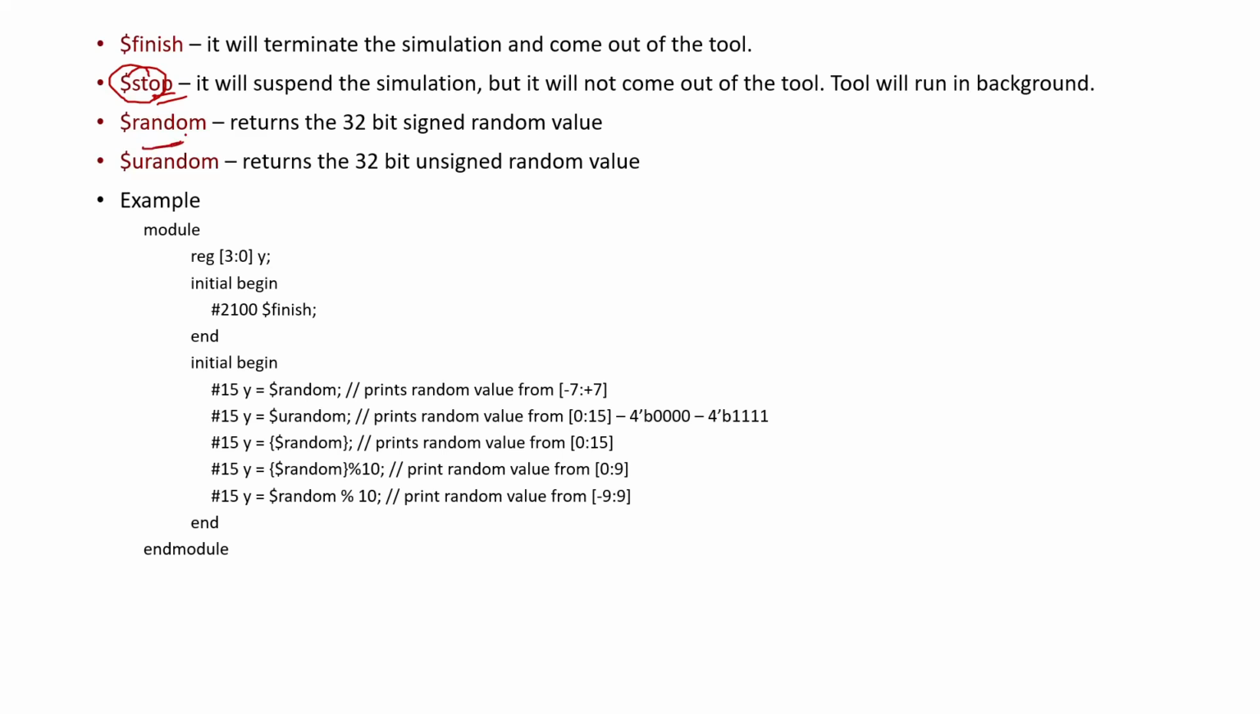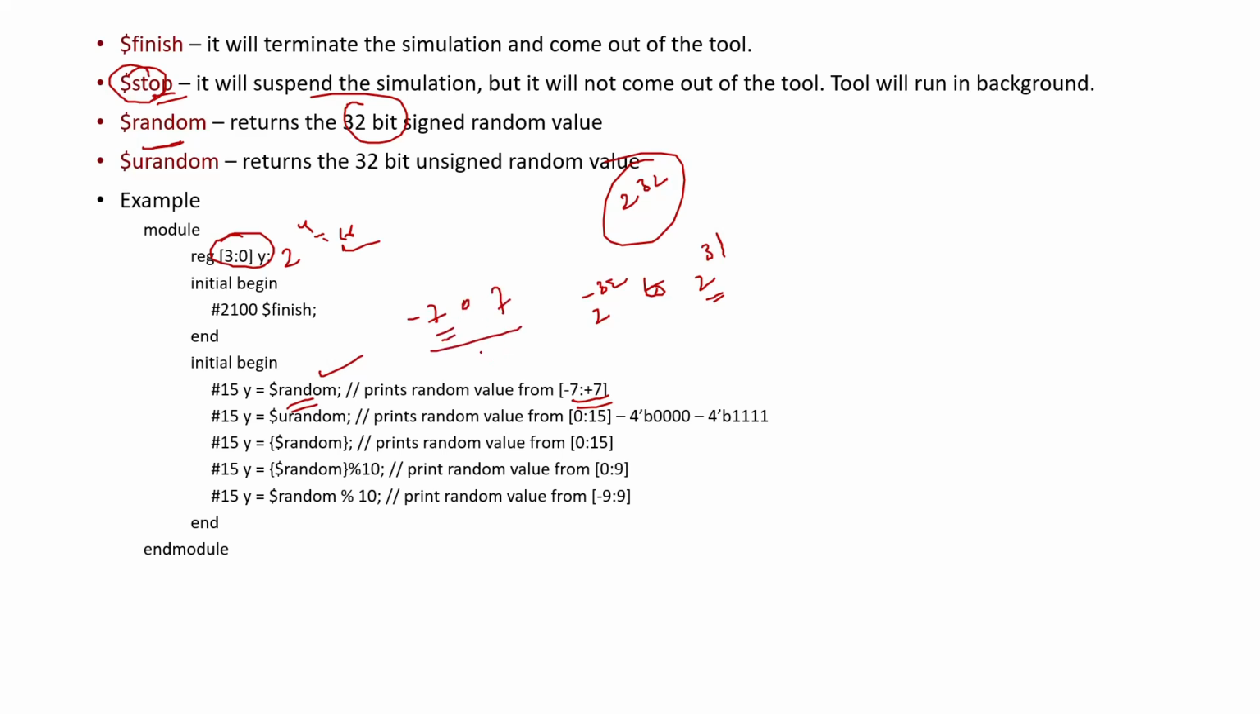And $random means randomly you can generate variables up to 32 bits. 2 power 32 values it will be generating. 2 power 32 means signed values, that means from minus 2 power 31 to 2 power 31 minus 1 values it will be generating. That is $random. Randomly it is generating the values. See, $random with 5 value I am giving. Then it is printing minus 7 to plus 7, because here 16 values I am printing, 2 power 4. So $random is generating negative values also, minus 7 to plus 7.